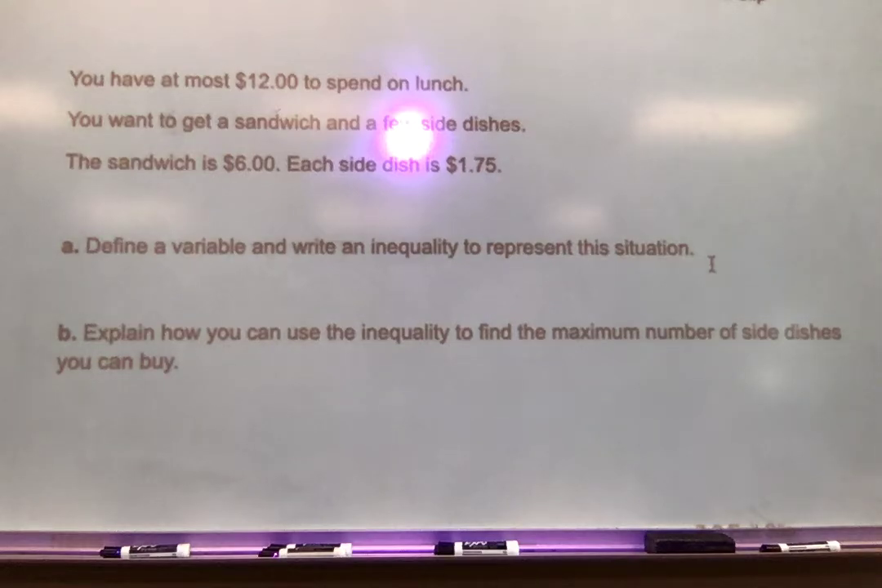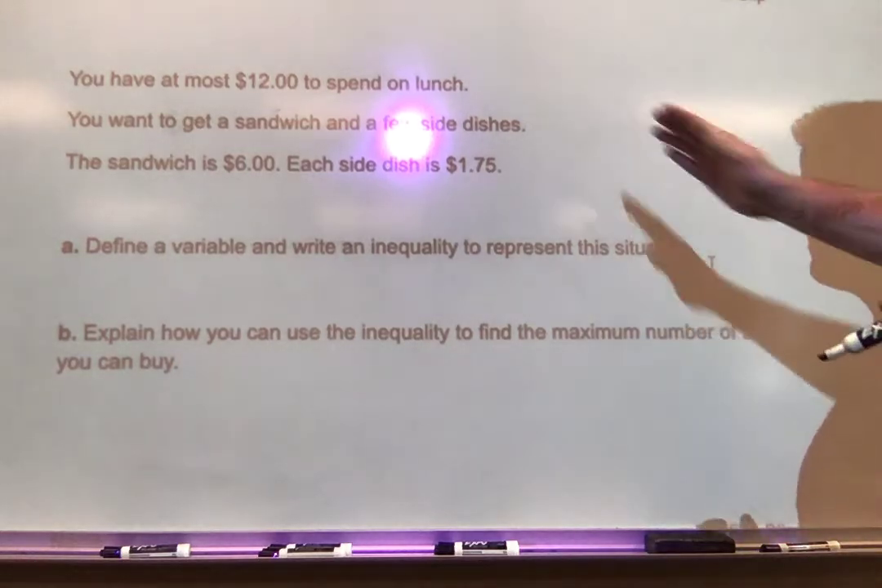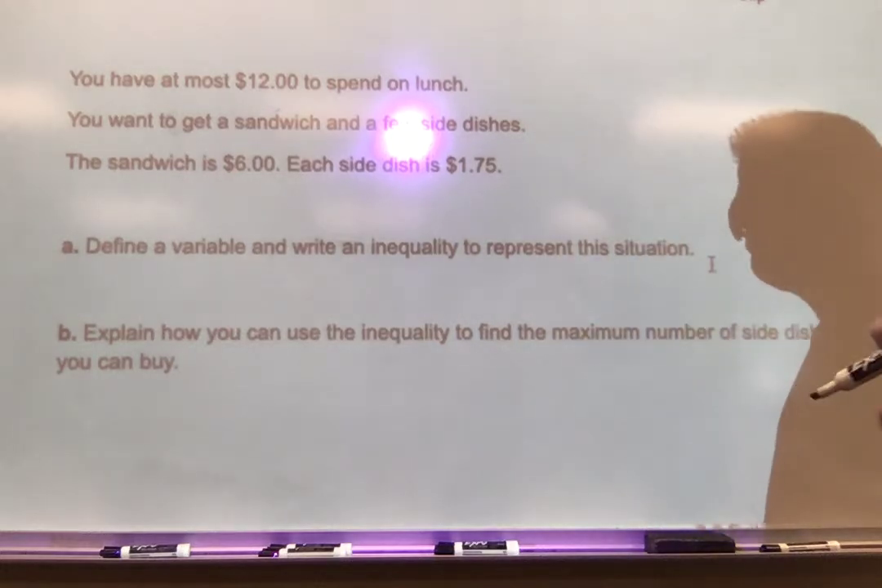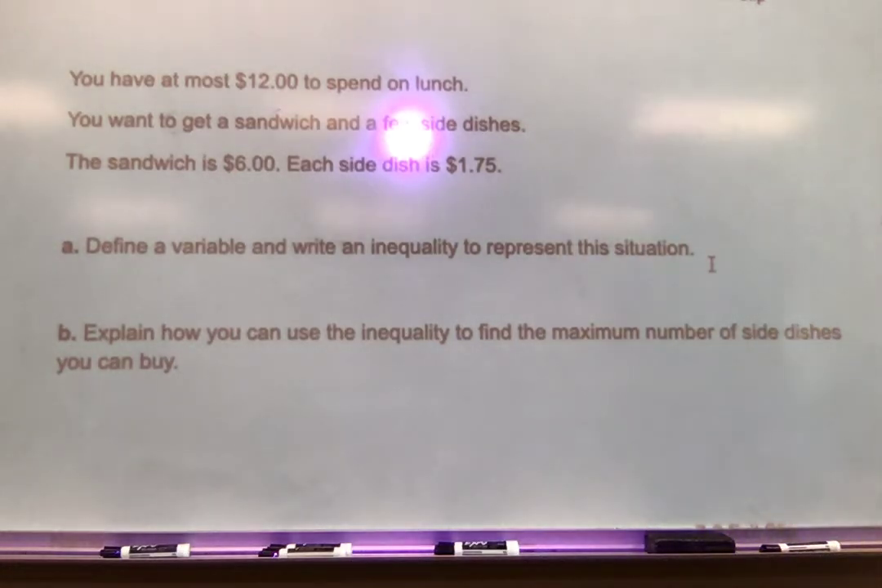All right, guys, on exit slip 7-2, we're trying to use inequalities here. Our goal is to use inequalities to help us solve some real-world problems. All right, so here's our situation. We have at most $12 to spend at lunch, and you want to get a sandwich and a few side dishes. The sandwich is $6, and each side dish is $1.75.